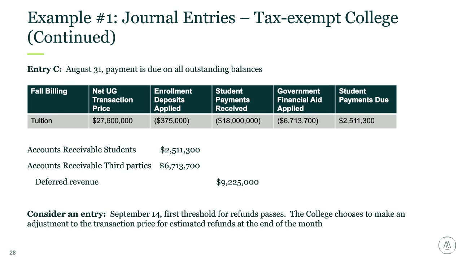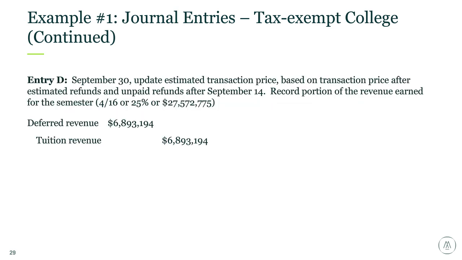At the end of the reporting period, the college updates the estimated transaction price based on the events that have occurred, which would be refunds and refunds owed. The new transaction price of $27.6 million is the transaction price after estimated refunds plus unpaid refunds after September 14th, the first date that refunds are issued.